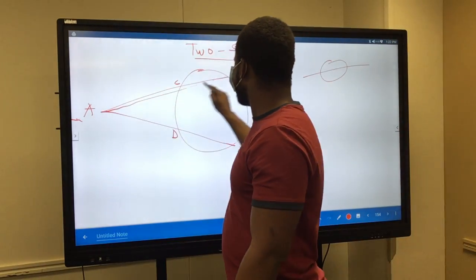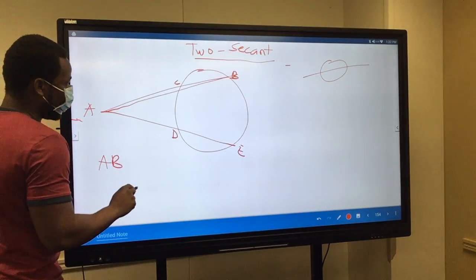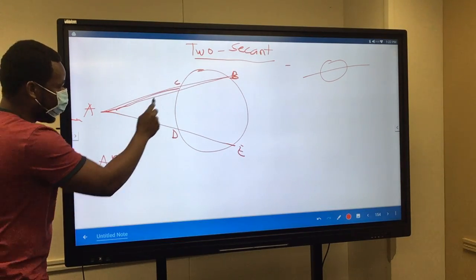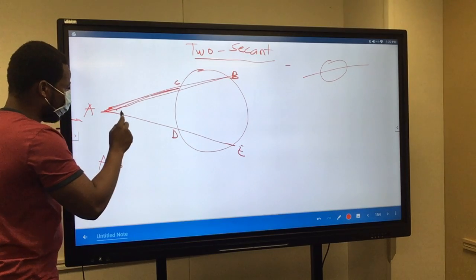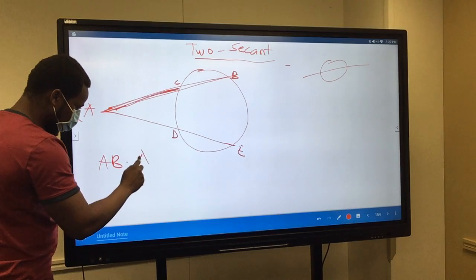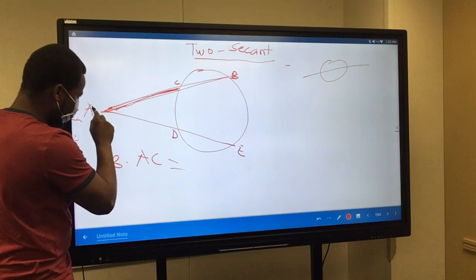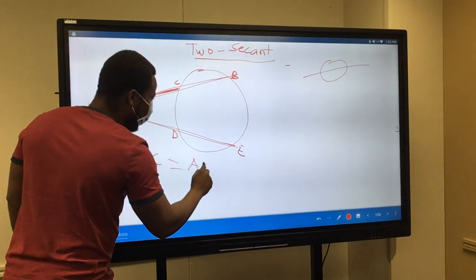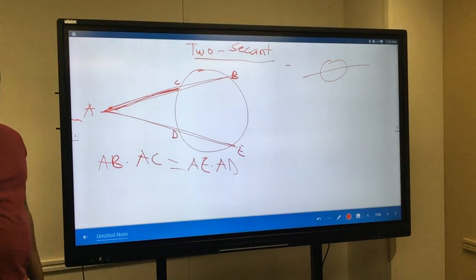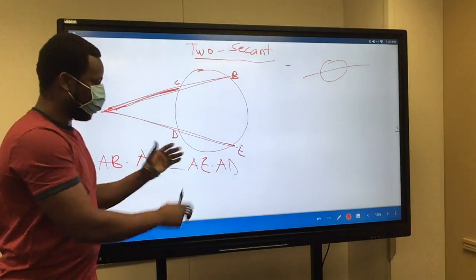You take the whole length, which is AB, and multiply by the outside one, which is AC. The same thing here: everything, this will be equal to everything multiplied by the outside one, which is AD. See that it's easy? Everything multiplied by the outside, everything multiplied by the outside.